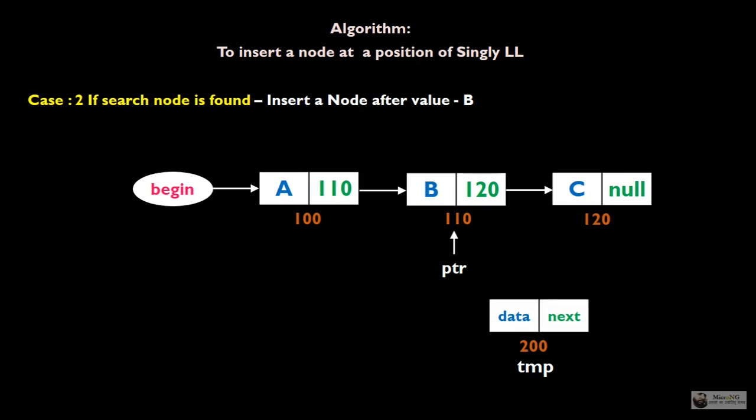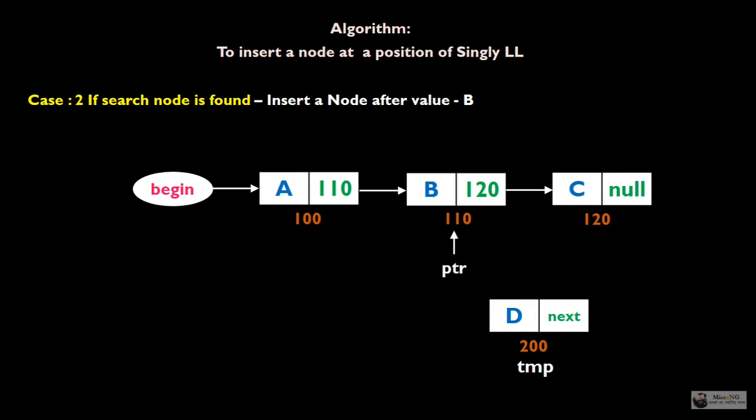This temporary node again will have two parts, the data and the next part. In the data part, we first store the value that we want to insert, the new node that we want to create. Now we have to make some connections. D should point to C, because D has to be inserted after B. So the order should be A, B, D and C. So what we have to do is, the next part of temp should point to PTR next.